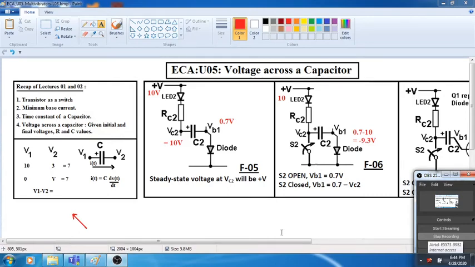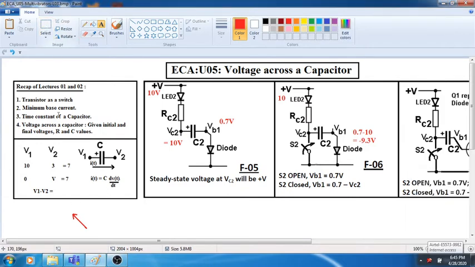Hello everyone. Welcome back to the third lecture on multivibrators. It's an introduction, and in today's class we are going to understand another important behavior of a capacitor.